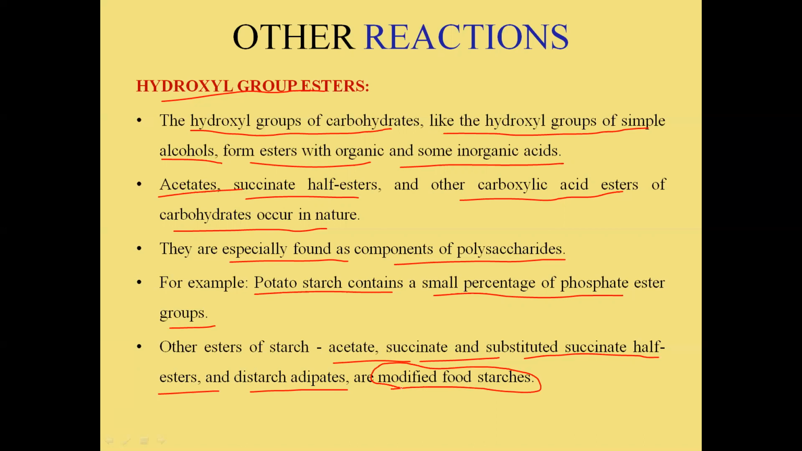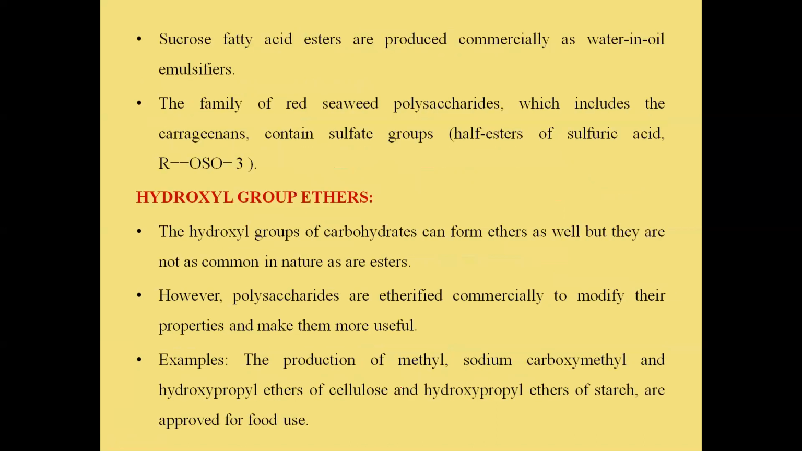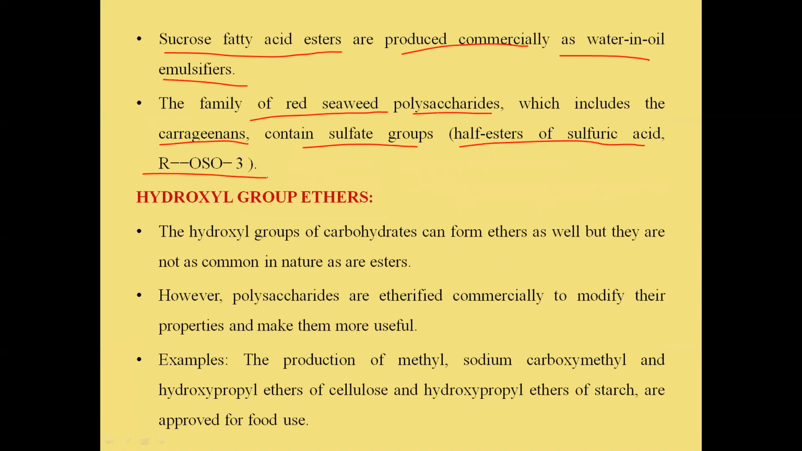Moving on to the next, sucrose. Sucrose fatty acid esters are produced commercially as water and oil emulsifiers. The family of red seaweed polysaccharides, which includes the carrageenans, contain sulfate groups, that is, half esters of sulfuric acid. So this is about the reaction between carbohydrates and acids forming esters, where mainly polysaccharides exhibit the presence of sugars in esterified form.